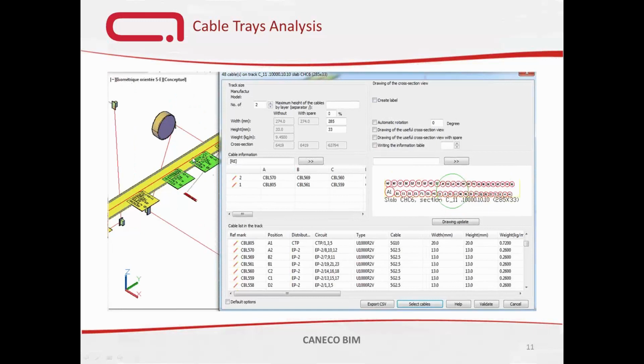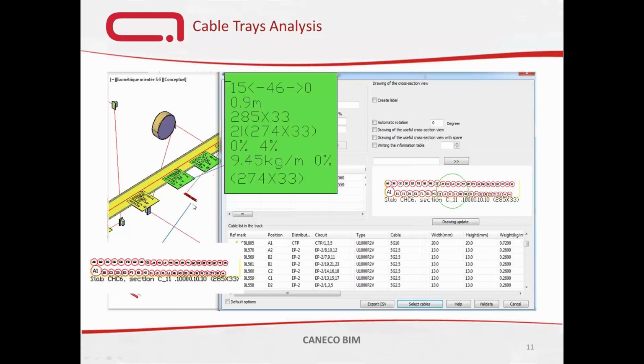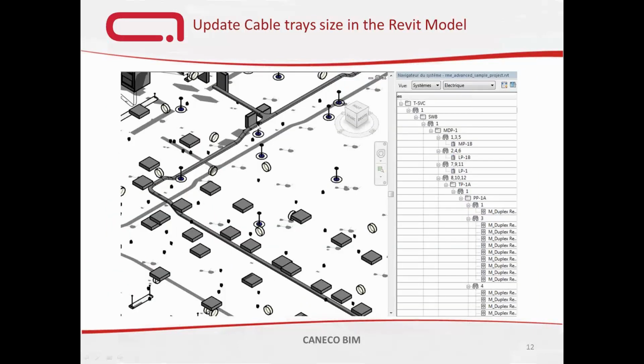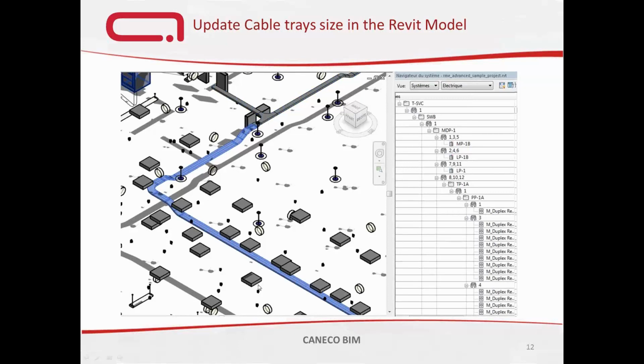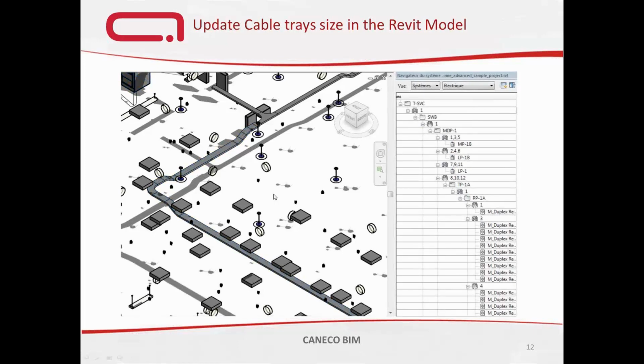And after that, of course, you can resize the cable tray and have the right size in the project, and also create your cable tray drawing, your cable tray view with the right label, annotating the cable trays. And at this point, you will be able to update the Revit model with the right size of the cable tray. That's what we propose today. That's how you can work today with the Caneco BIM solution.